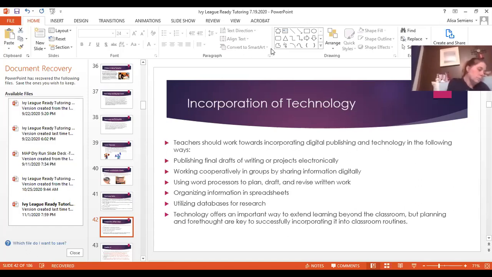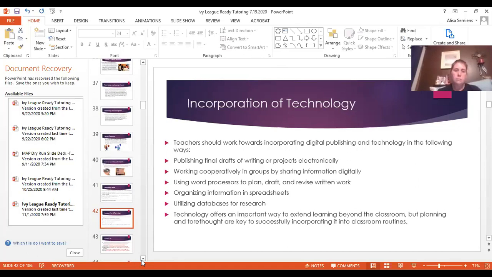Technology offers an important way to extend learning beyond the classroom, but planning and forethought are key to successfully incorporating it into the classroom routines. So in a nutshell, that is competency 9. As someone who's taken this test, I have a 100% passing rate with people. This is all that I show them, and they're good. So let's go through some questions.